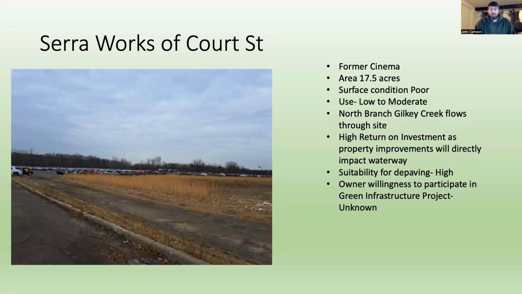runs through the center of this property. So if we were able to improve this property, it would have direct impacts on the creek. And additionally, the neighbor of this property to the north and to the east is actually an agricultural property. It's a farm. And if we were able to install some green infrastructure to buffer some of the agricultural runoff off of those properties before it made it to the creek, we feel that would have very significant positive impacts on the Gilkey Creek waterway.